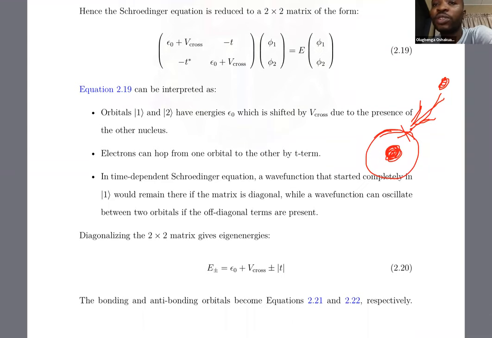And the equation is also telling us that electrons can hop from one orbital to the other by T. And also that in the time-dependent Schrödinger equation, a wave function that started completely in orbital 1 would remain there if the matrix is diagonal, while a wave function can oscillate between two orbitals if the off-diagonal terms are present. So if the off-diagonal terms are absent, if we have this to be zero, that means an electron that is in orbital 1 will remain in orbital 1. But if we have a hopping term, that means that an electron from orbital 1 can switch to orbital 2.